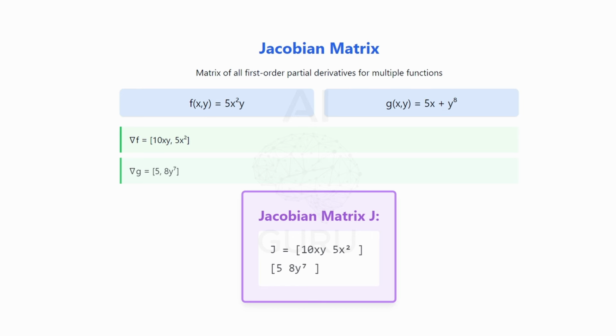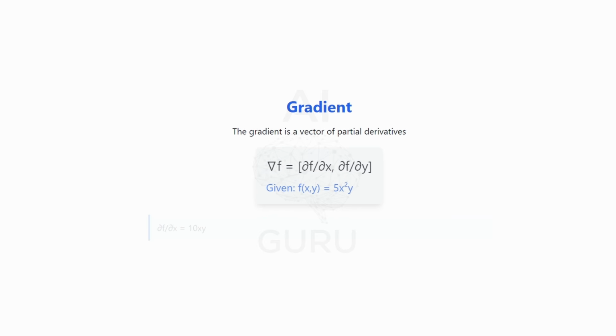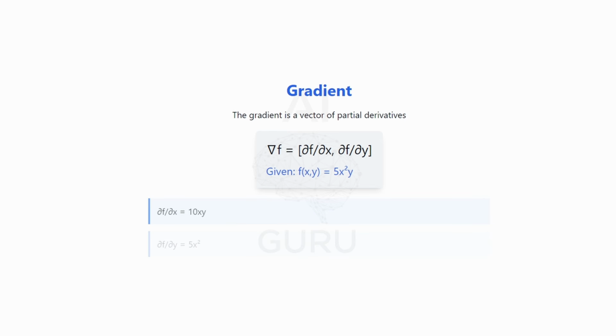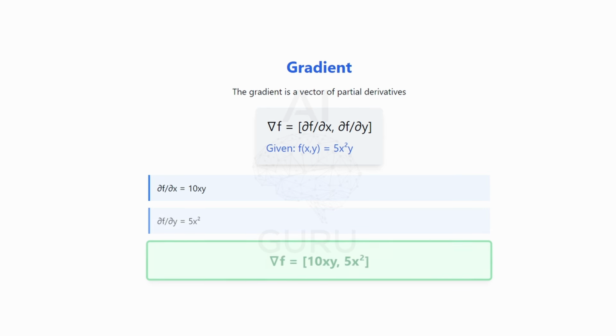Precisely. And once you've done that for every single input variable, you collect all those partial derivatives and you bundle them together into a vector. That vector is the gradient. You'll see it written with that little triangle symbol, the nabla. So for our example, if the function f of x and y equals 5x squared y, the gradient is a vector with two parts. The partial with respect to x and the partial with respect to y.